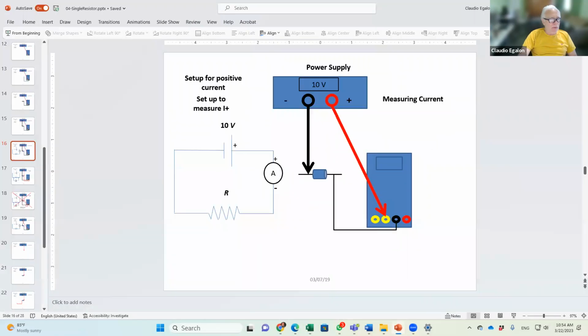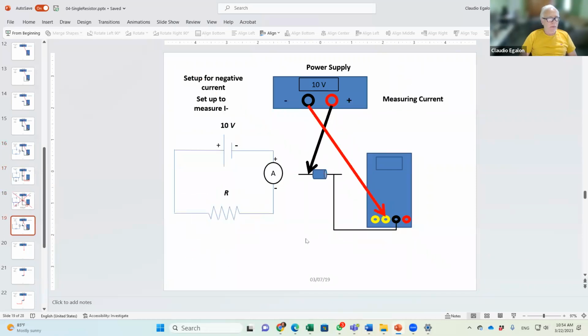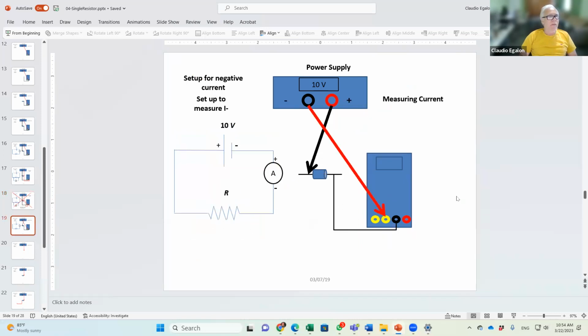Okay, and now what we're going to do is invert the polarity of the circuit. Not this one, right? Remember, never connect an ammeter in parallel to a circuit, or you're going to blow it up. You're going to damage it. Okay, never connect your circuit this way. Only voltmeters are connected in parallel, not ammeters. Okay, here I have switched the polarity of your power supply.